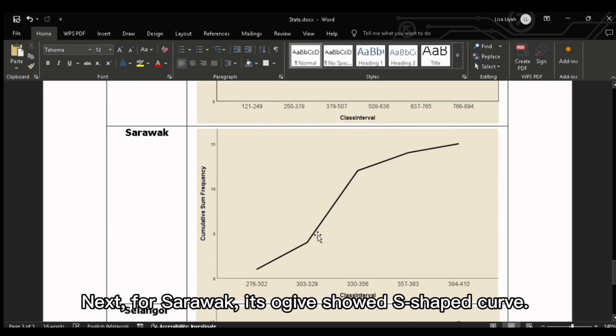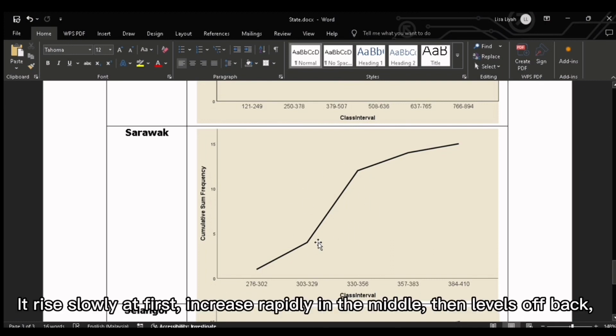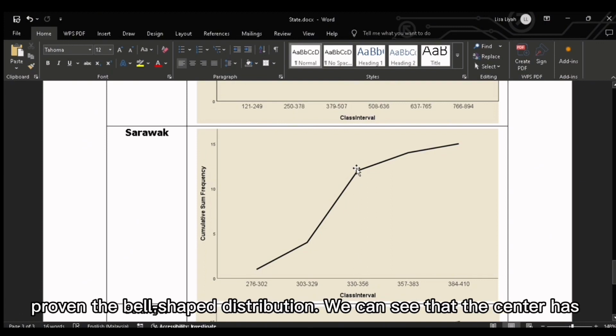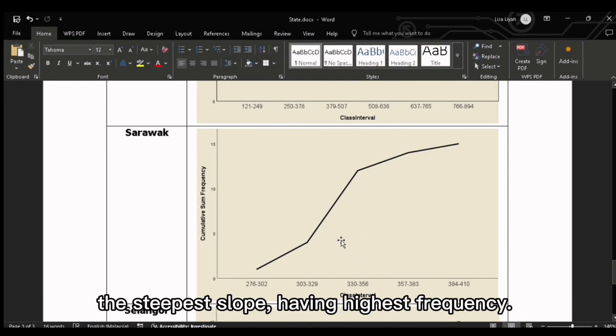Next, for Sarawak, its OGIF shows an S-shaped curve. It rises slowly at first, increases rapidly in the middle, then levels off, proving the bell-shaped distribution. We can see that the center has the steepest slope, having the highest frequency.